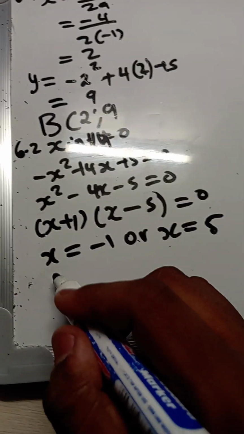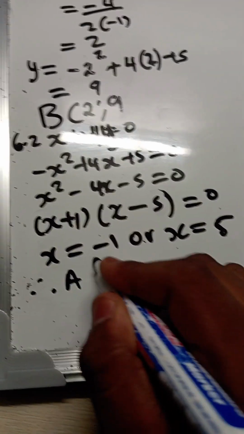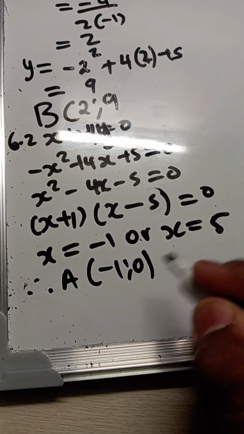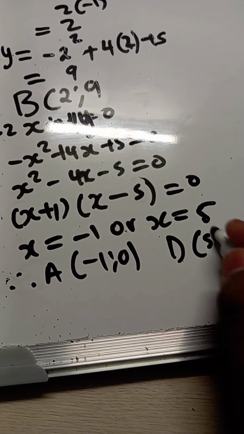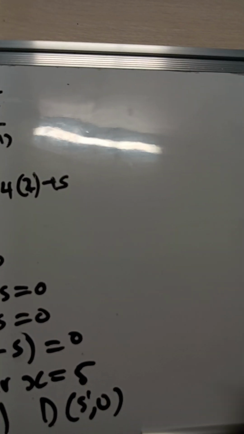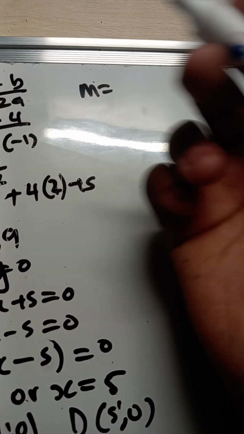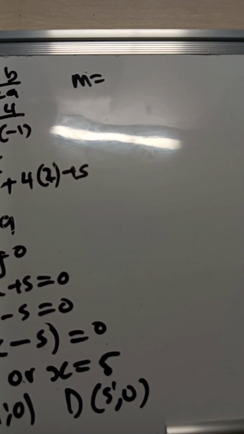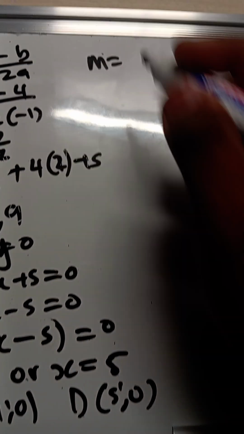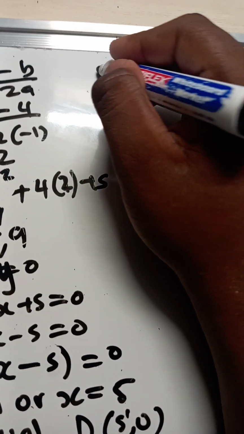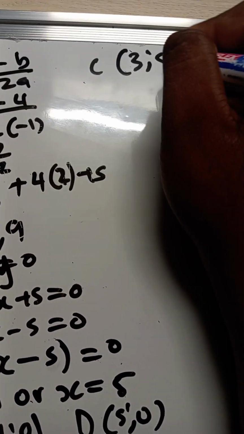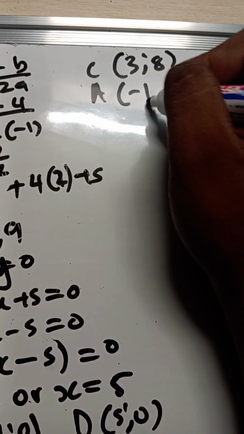Now, since I have that, I can conclude that A is negative 1 and 0, and D is 5 and 0. But that's not what the question wants. We are looking for the gradient. So now I just have to find the gradient. M equals y2 minus y1 over x2 minus x1. I'm using point C, which is 3 and 8, and point A, which is negative 1 and 0.